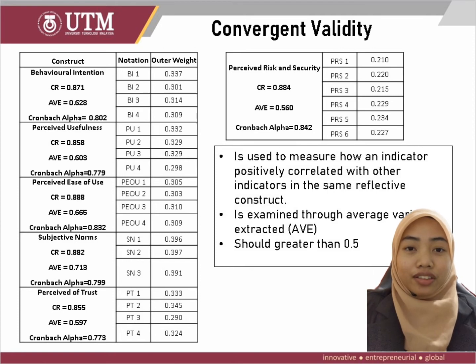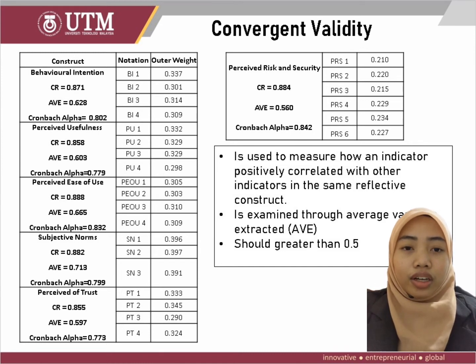Besides that, convergent validity. Convergent validity is used to measure how an indicator positively correlated with other indicators in the same reflective construct. It is examined through average variance extracted (AVE). The value of AVE must be greater than 0.5 to achieve convergent validity. Thus, all AVE values are greater than 0.5 and convergent validity in reflective construct is achieved.